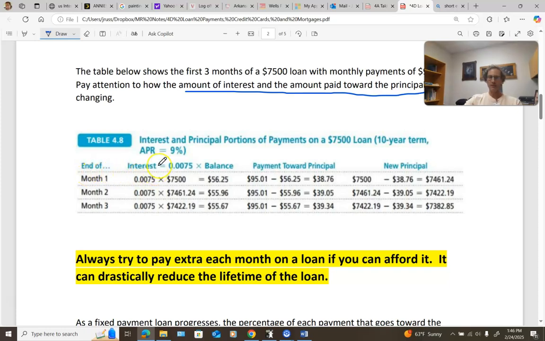To find the interest, if you guys remember, it says here the interest rate is 9%. And it's a 10-year loan, okay? So what you do, if you recall from 4A, is you take this, divide it by 12, right?